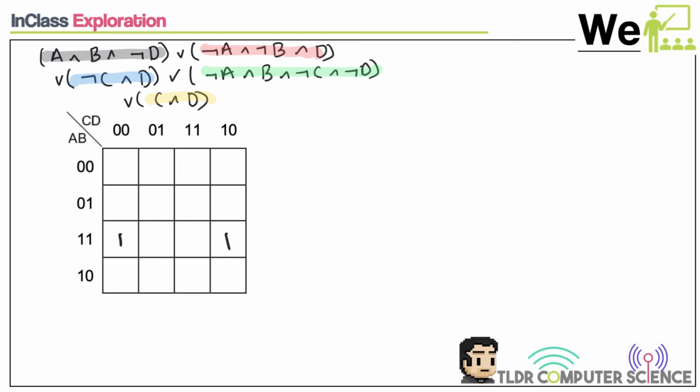Ethan, not A and not B and D. So not A and not B would be in this row. Yep. And D, you go on to the middle two. Thank you, Ethan.